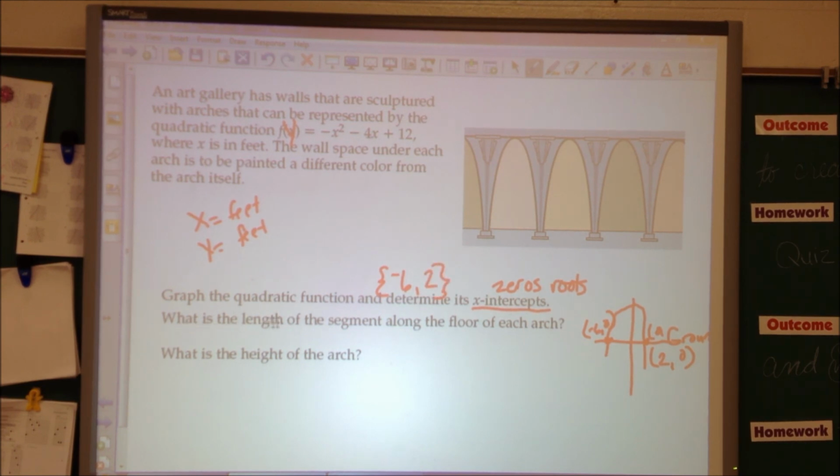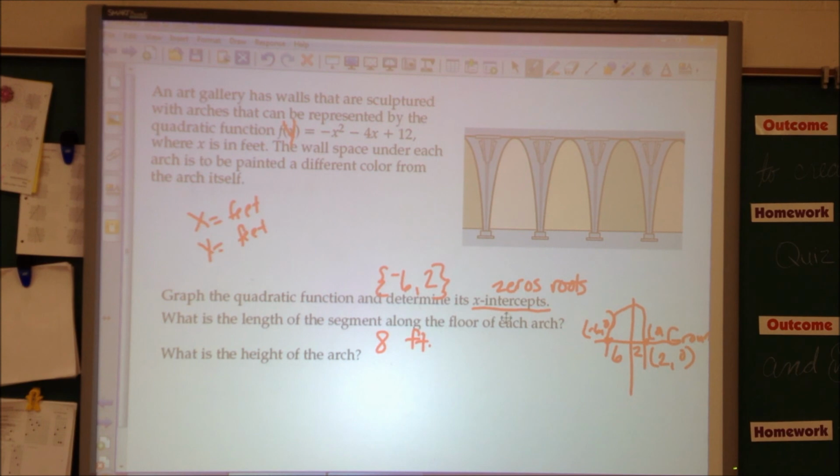It wants to know what is the length of the segment along the floor of each arch. Now we know this arch could be at -6 if 0 is right here. So it wants to know how long is each of these arches. Well, they're the same. So if I'm going from -6 to 2, that would give me 6 spaces here and 2 spaces here. So that would give me 8 feet. So each length is going to be 8 feet as I continue this parabola, or the arches, all the way down.